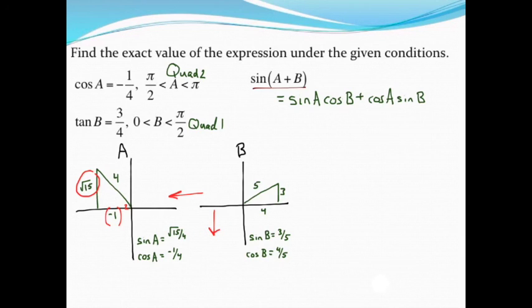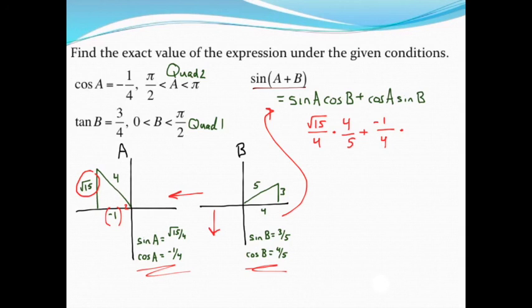So I finished those two triangles. I found these ratios down here. Hopefully you found the same ratios. Once we have those, it's simply a matter then of plugging them back into our formula to find out the answer to the original question. So finishing this problem together then, we've got the square root of 15 over 4, that's the sine of angle A. Cosine of B was 4/5. The cosine of angle A was that negative 1/4, our only negative ratio, and then the sine of B was 3/5.